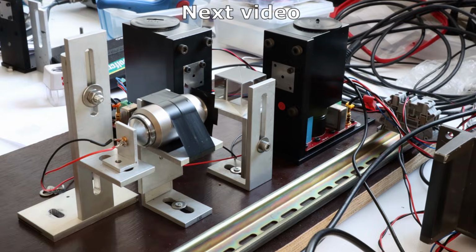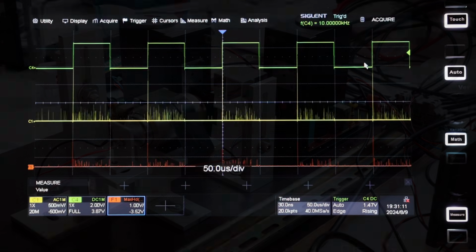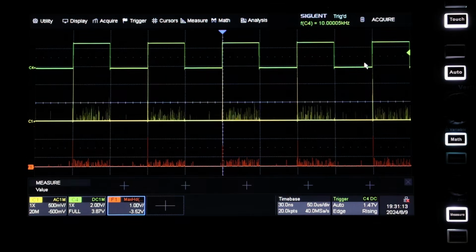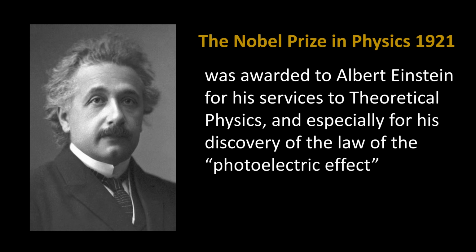And in the next video we'll do a few follow-up experiments and look at the relationship between single photon detection and light coherence. So what is a photomultiplier? Well, it's a light detector based on the photoelectric effect. And for his explanation of the photoelectric effect, Albert Einstein received the 1921 Nobel Prize in Physics.